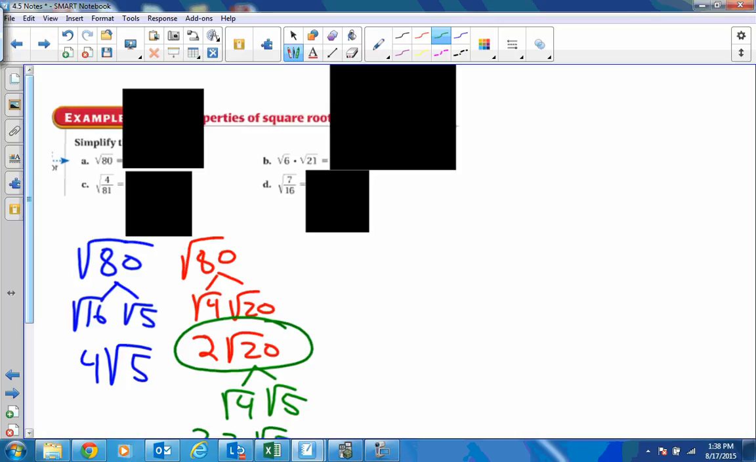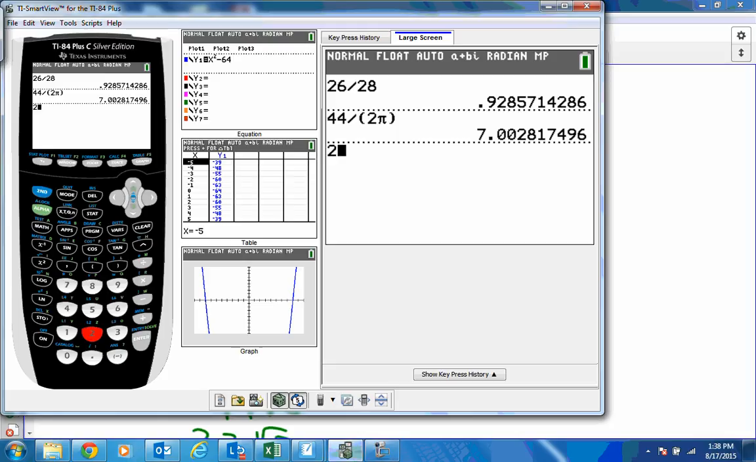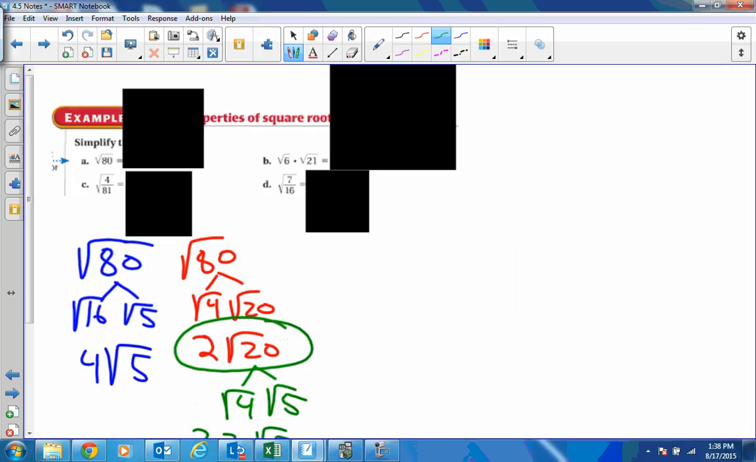6 and 21 aren't perfect squares, but if we multiply 6 times 21, then we get, what is that? Why can't I do that in my head? That's 126. No, that's easy. Okay? So square root of 126. 126 is not a perfect square. But what goes into 126?